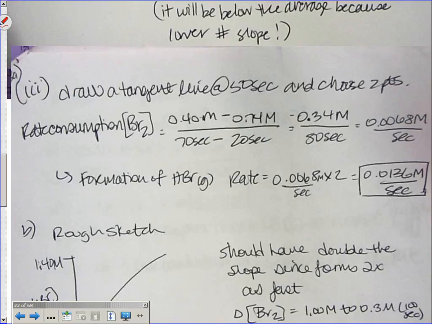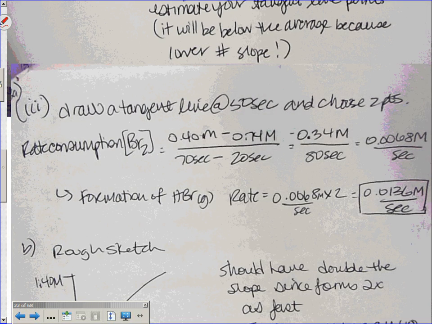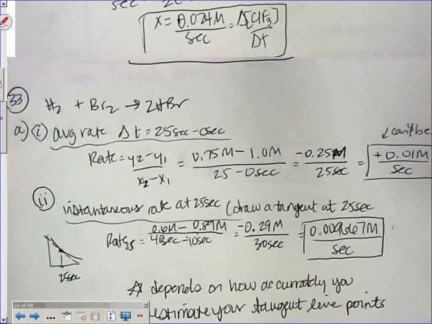And then according to the reaction right here, you can see the relationship between bromine and hydrobromic acid is a 1 to 2 or 2 to 1 ratio, whichever way you think about it. So if this is being consumed, what's the relative rate of production of that?